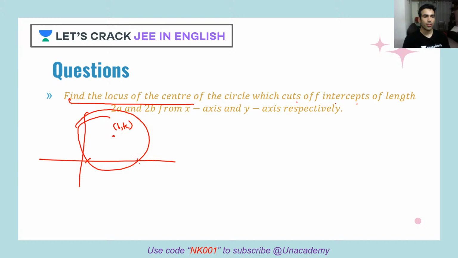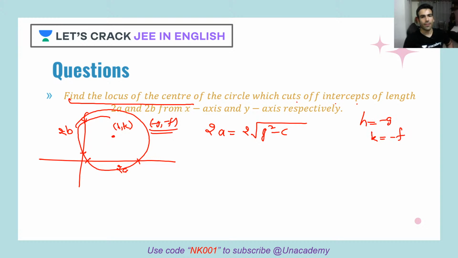Which cuts off intercepts of length 2a, and this is 2b. That's it. This is the only information they have given you. So let's use that. 2a is 2 times the square root of g square minus c. Now luckily, this g square is h square only, because the center's coordinates are (-g, -f). So h is minus g, and k is minus f. So I can directly say that a square will be equal to h square minus c.